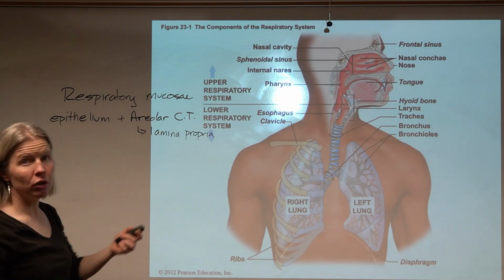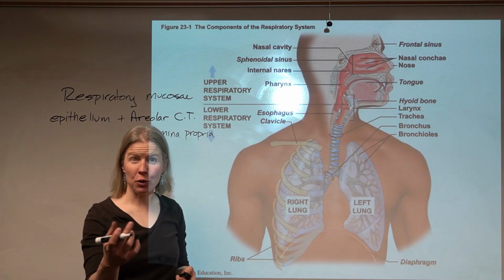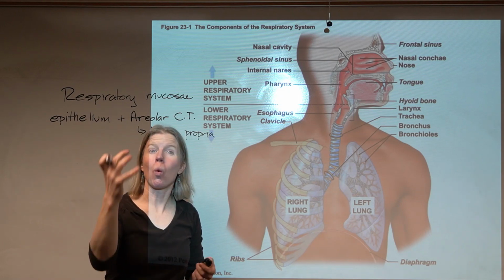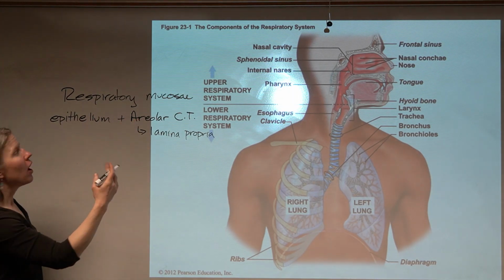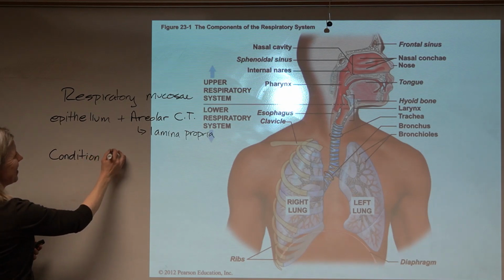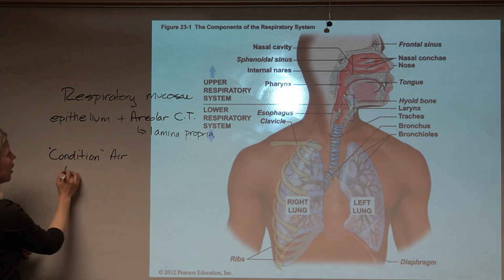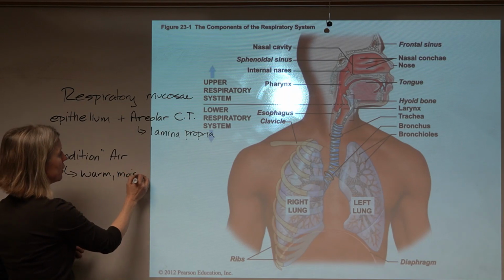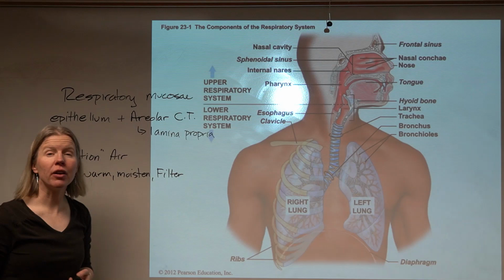So, for example, in the nasal cavity, right, what we want to do there is really kind of that filtering, moistening, warming the air, right? We usually call that conditioning. So the big role of this respiratory mucosa is to condition the air before it reaches the lung. And by condition, we mean make it warmer, wetter, and also filter it. Try to remove any pathogens along the way.